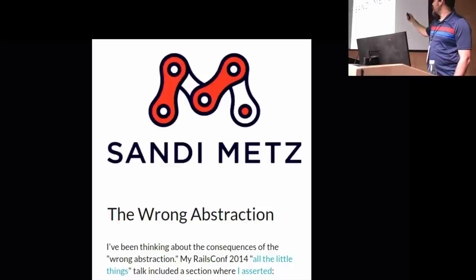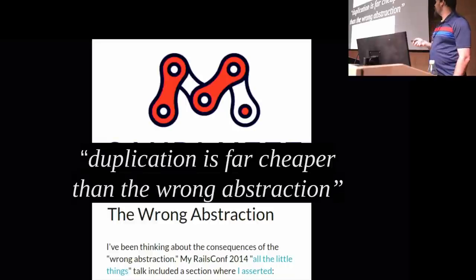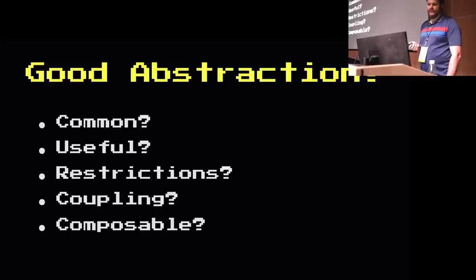So I came across this great blog post, and there's an accompanying talk, The Wrong Abstraction. There's a quote I particularly like: duplication is far cheaper than the wrong abstraction. I think that's a good principle to keep in mind. So how do we know whether an abstraction is good? There are some questions we can ask about abstractions. I think these are good questions we can ask to evaluate them.